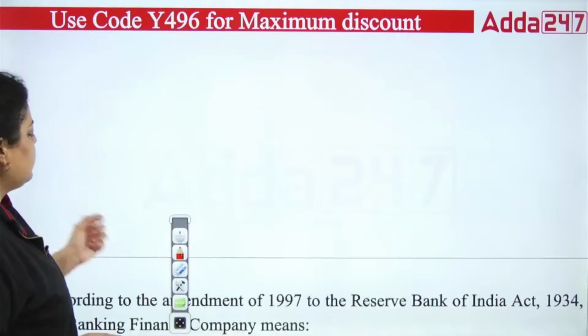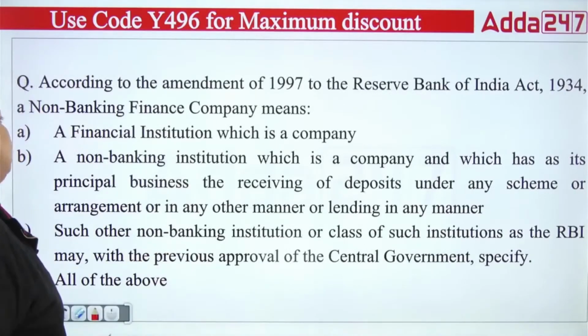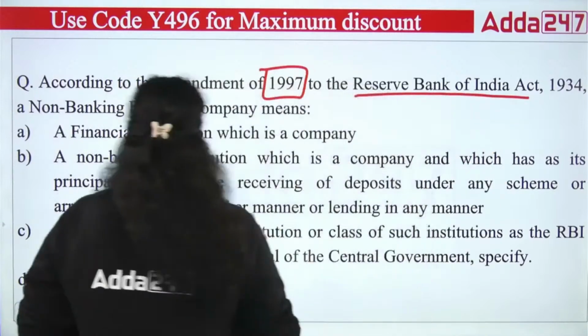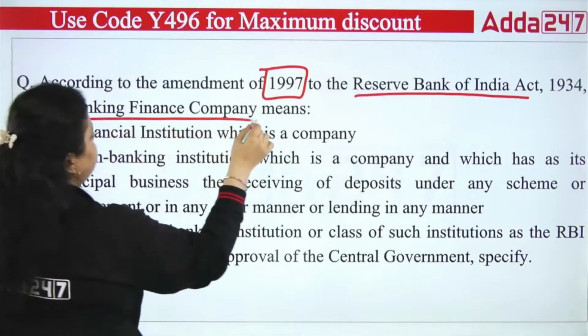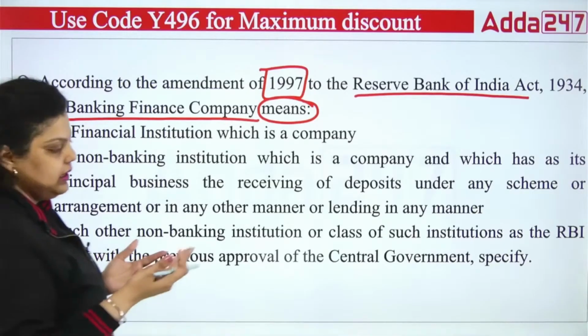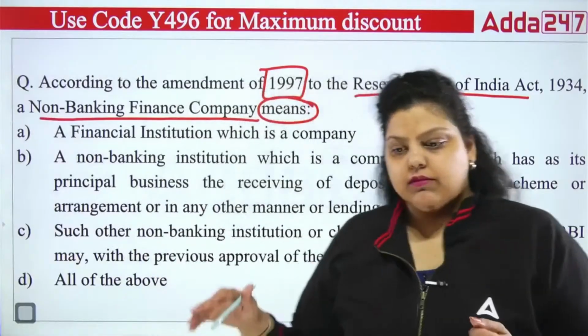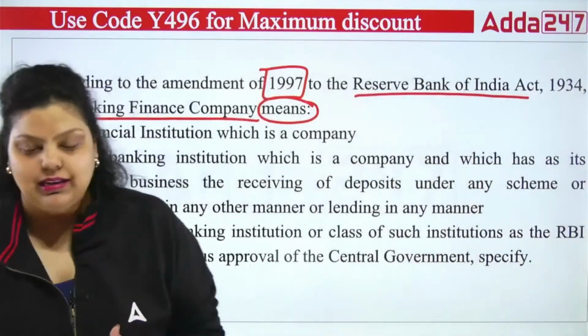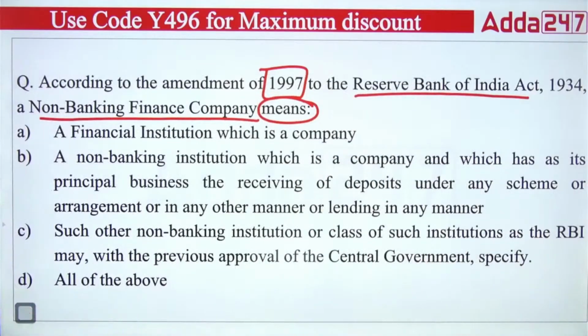Now, the second question is talking about the amendment of 1997 of the Reserve Bank of India Act 1934: a non-banking financial company means what? We all know NBFCs are there, and they register under the Companies Act, but they have to follow the RBI's Act as well. So you have to answer what the definition of NBFC is given in the last amendment that happened in 1997, out of these statements?